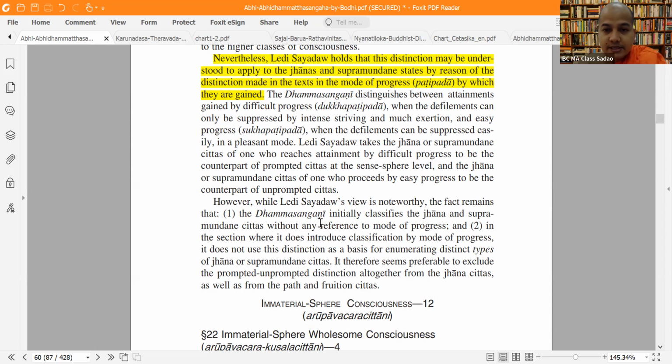Ledi Sayadaw takes the jhana or supramundane chittas of one who reaches attainment by difficult progress to be the counterpart of prompted chittas on the sense sphere level, and the jhana supramundane chittas of one who proceeds by easy progress to be the counterpart of unprompted chittas. So based on this differentiation, he says that somebody who makes extreme effort in his practice to establish concentration and to overcome defilements, there is some kind of prompting, right? In the case of the next type of practice, where it is not required, everything happens naturally and smoothly, that can be regarded as unprompted.